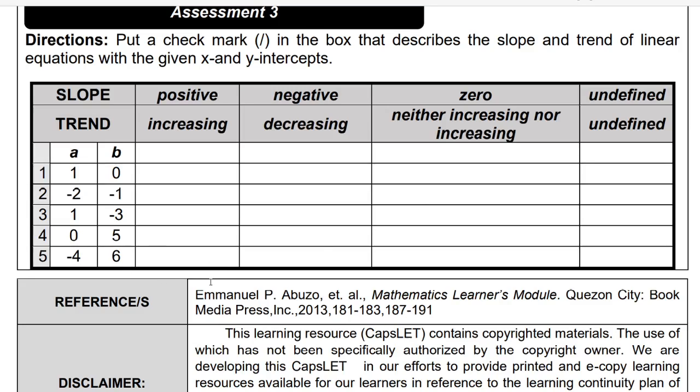Okay. That's it. Easy lang. So, you just put a mark. Lagyan nyo lang ng mark. Negative ang slope, x-intercept, negative din ang y-intercept. Ano kaya? Increasing ba siya or decreasing ba? Neither ba or undefined. So, isa lang ang check. Kung ito ang answer, ito lang ang check. Dito naman, kung ito ang answer, ito lang ang check. So, lagyan nyo lang ng check.